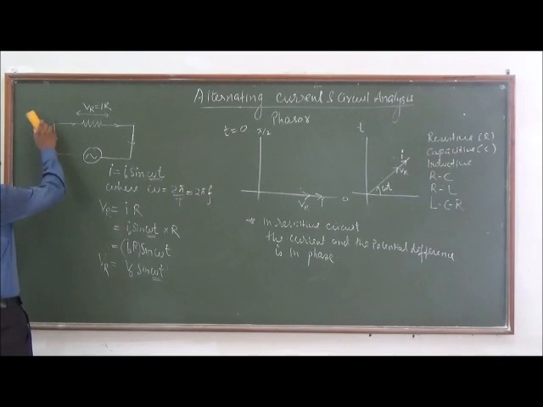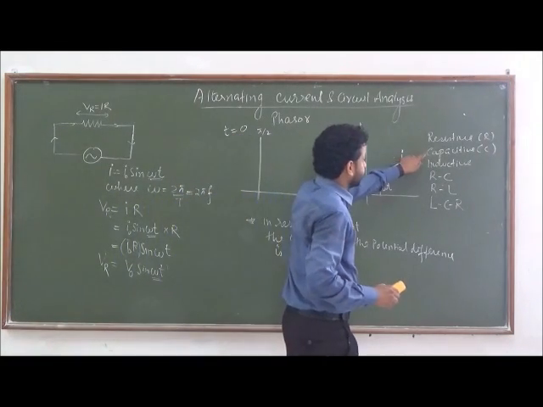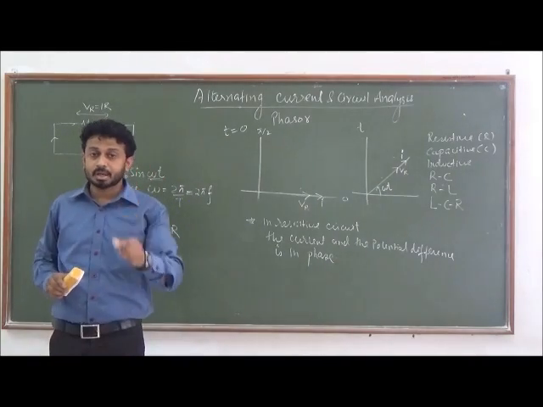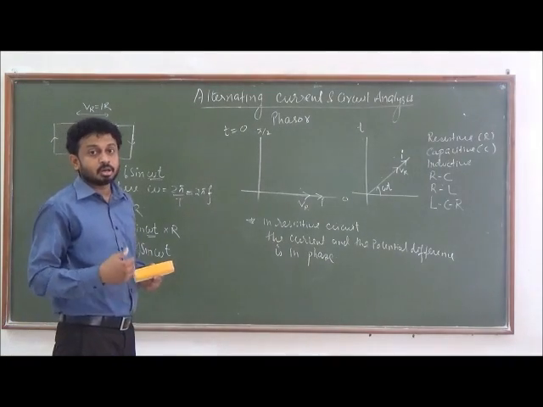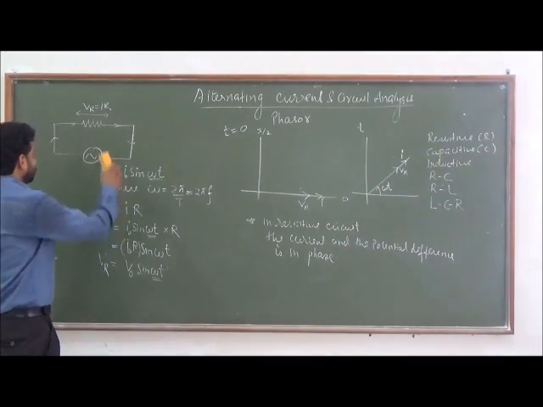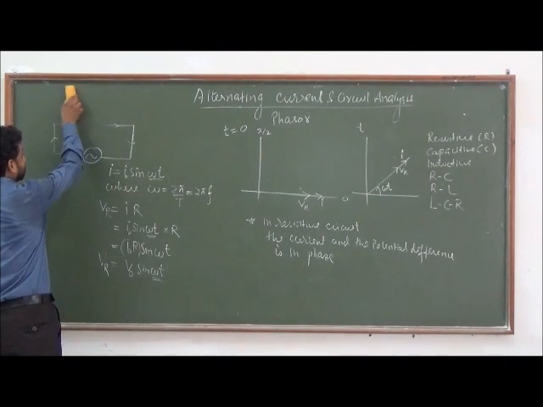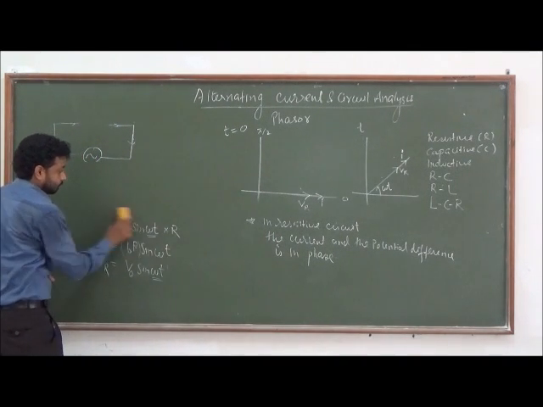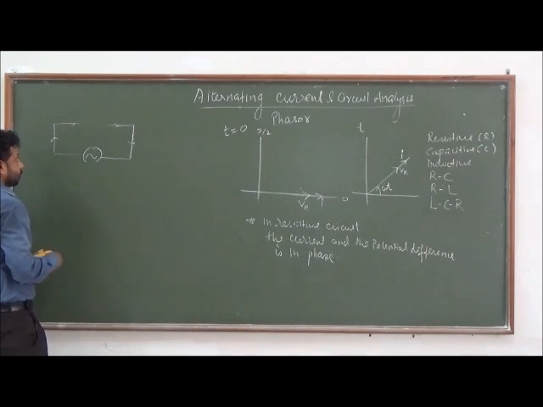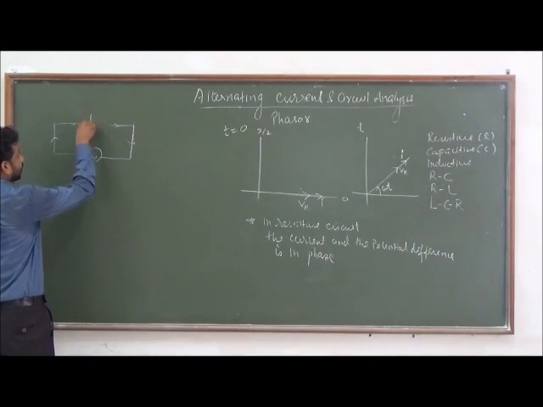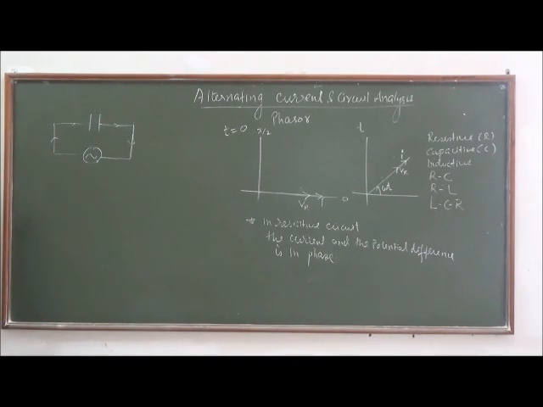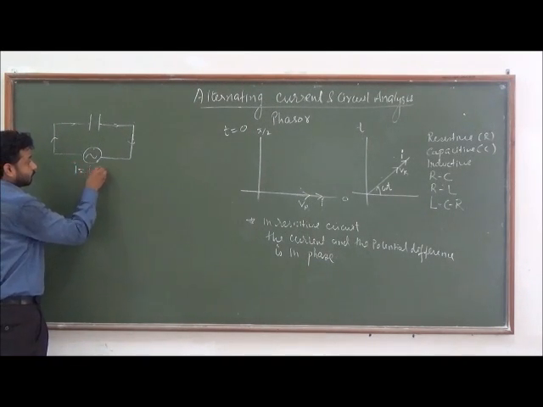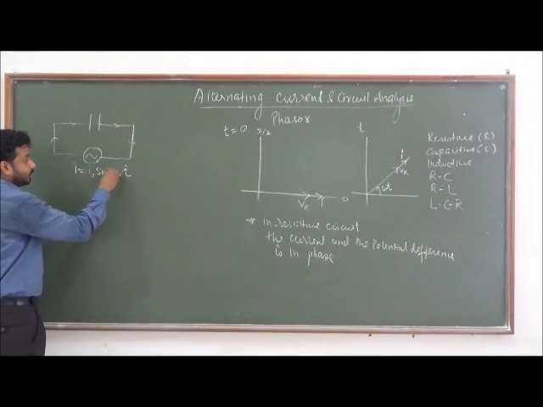In the second analysis, we are going to start the capacitive circuit. That means a circuit with only a capacitance with an alternating potential or alternating current fed into it. So let us start with that one now. You have now a capacitive circuit like this. Let us say that the current which is fed into it is I naught sine omega t.